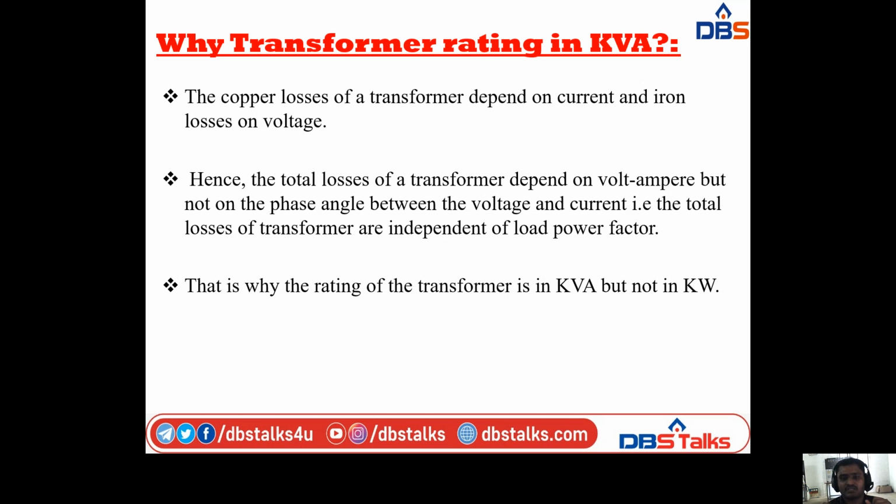So the copper losses of a transformer depend on current and iron losses on voltage. You already know this. The copper losses of a transformer depend on current. Why? Because the copper loss is I square R. Those are I square R losses. That is, the copper loss of a transformer depends on current and iron loss on voltage. So iron loss depends upon voltage and copper loss depends upon current.